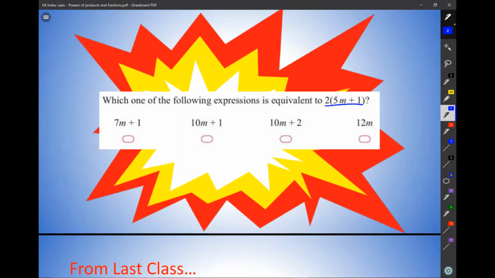Okay, hopefully by now you've had a go at answering this question yourself. If you remember back to when we did algebra, we take the 2 and we multiply it by both things inside the brackets. 2 times 5m is 10m and 2 times 1 is 2, so this is the answer.